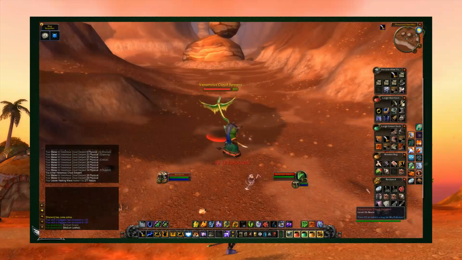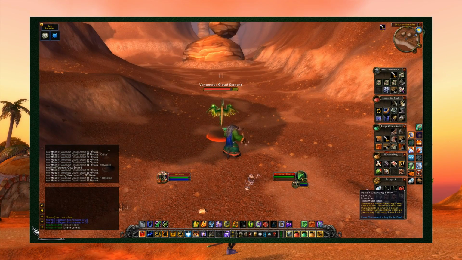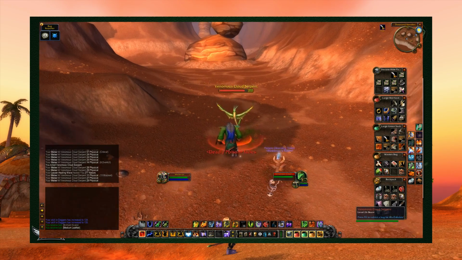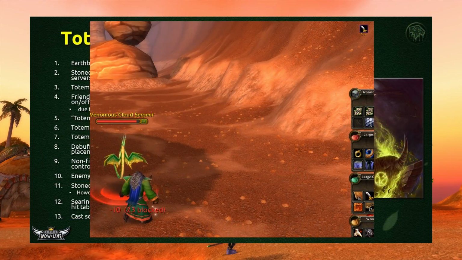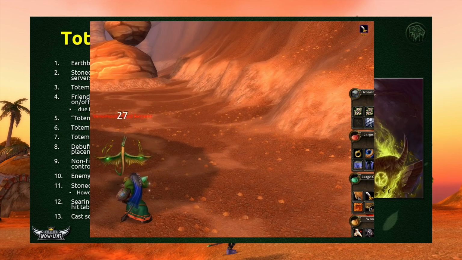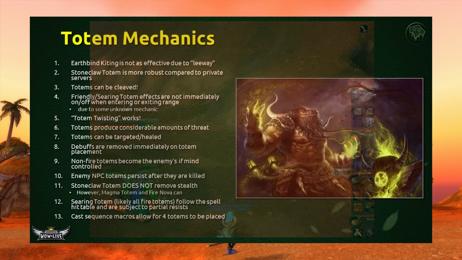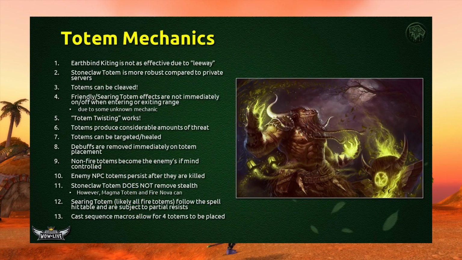The next thing is that debuffs are removed immediately upon putting a totem down. In private servers, it was kind of wonky where you would place the totem down and it wouldn't pulse right away and you wouldn't get rid of your debuff. Well, in this video, you see poison cleansing. When I drop it down, it immediately wipes the poison. I've also heard that Tremor does the same thing with Fear, Sleep, and Charm, so that's great as well. So just totems seem to be working immediately as soon as you place them down.